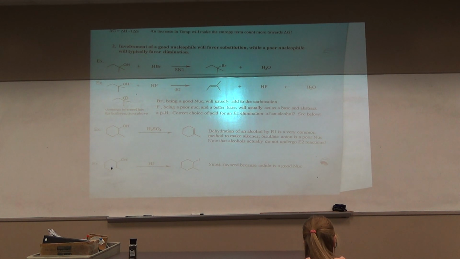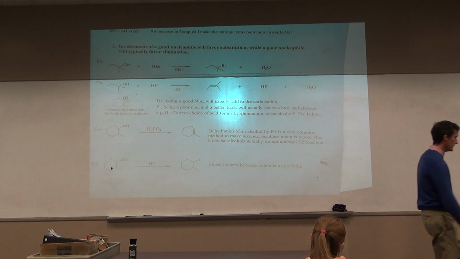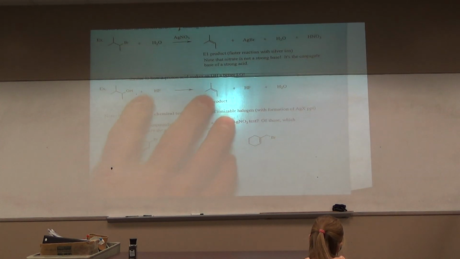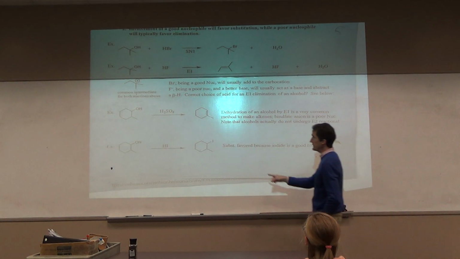You can't do an E2 with an alcohol, but you can do an E1 because you can protonate it, then it can ionize and make a carbocation, and then you can put in the double bond in the fast step. Okay? E1 elimination, dehydration of an alcohol. Very common reaction of alcohols to make what? Make alkenes.